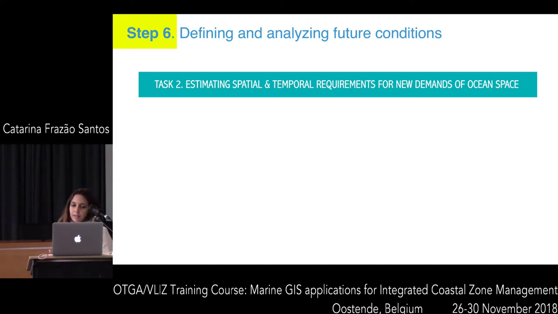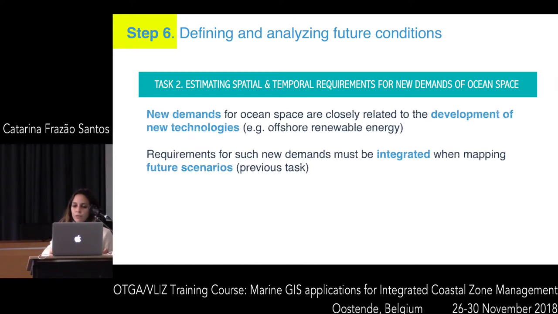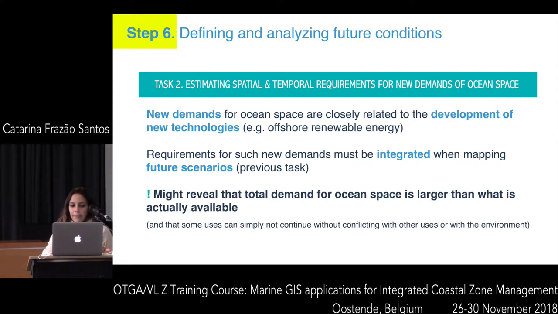So besides projecting existing uses, we should also analyze new uses and new demands for ocean space. These usually are related to the development of new technologies, usually related to offshore renewable energy and sometimes offshore aquaculture. And requirements for such new demands must be integrated when mapping future scenarios in the previous task. And this might reveal, in some cases, that the total demand for ocean space is larger than what is actually available, and some uses cannot simply continue without conflicting with other uses or with the environment.